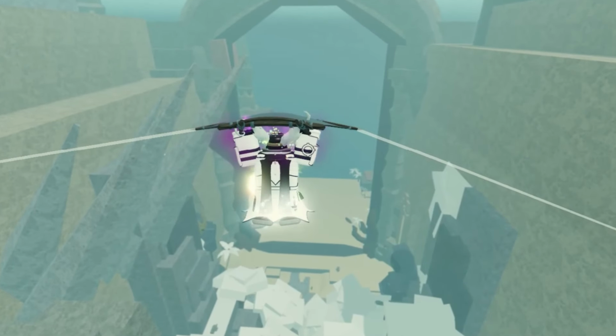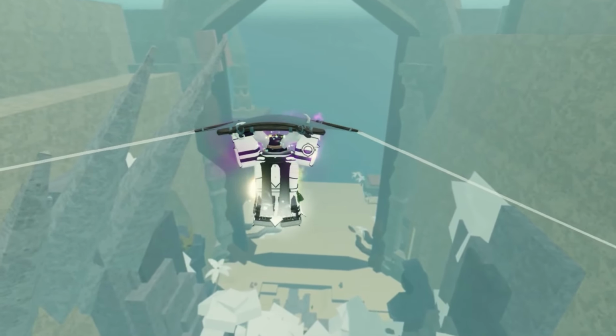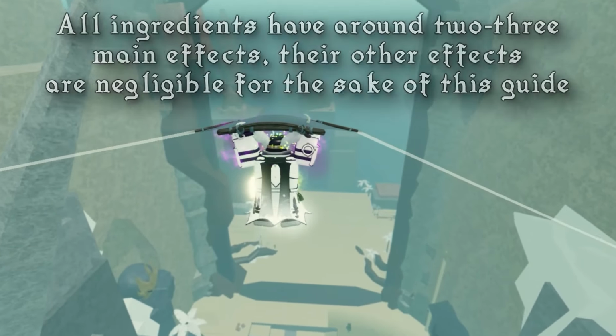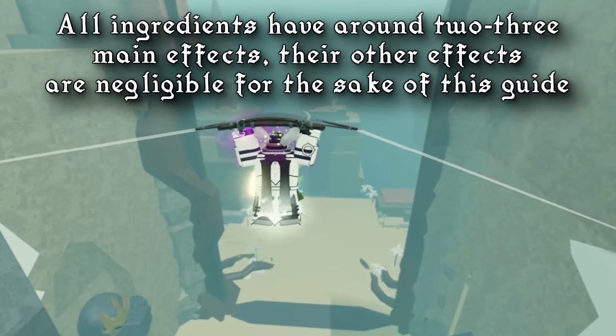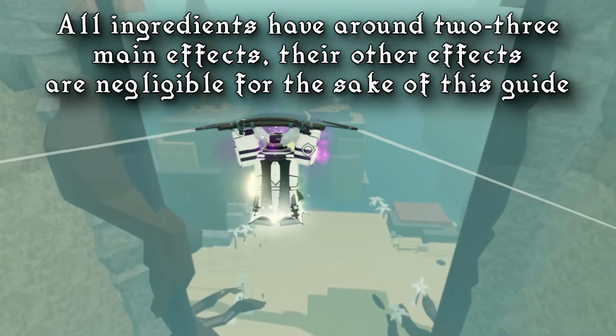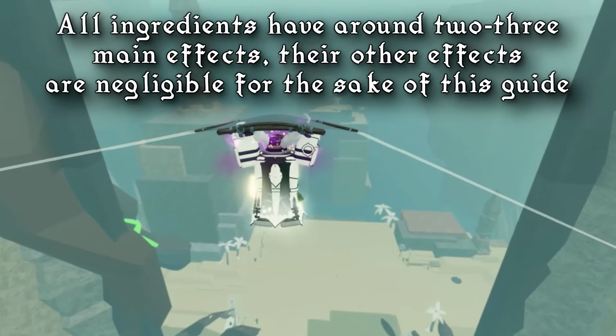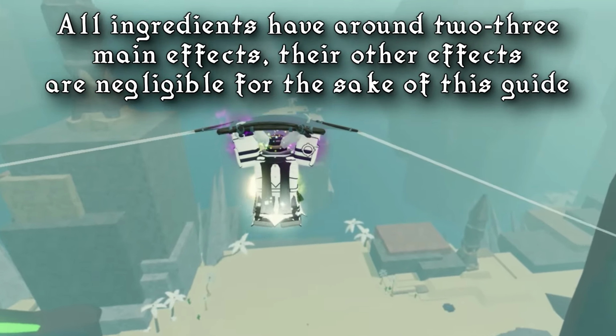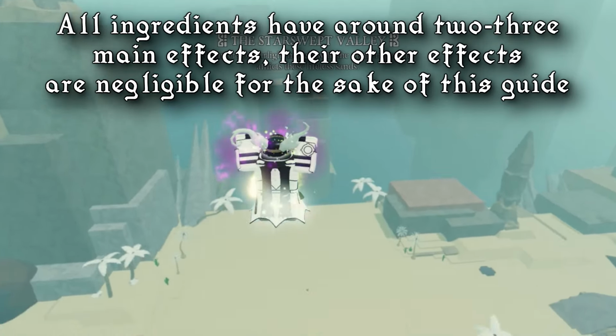Now, we're going to get into the secondary effects of a lot of these ingredients. But before that, I actually want to include a little fact. All of these ingredients have more than just 2 effects. The thing is, those additional effects are so minimal, or just scripted to be the same as what you previously had, they shouldn't really pull much weight into your potion-making adventure. I just want to include that, since it's always fun to learn more about the game you play.